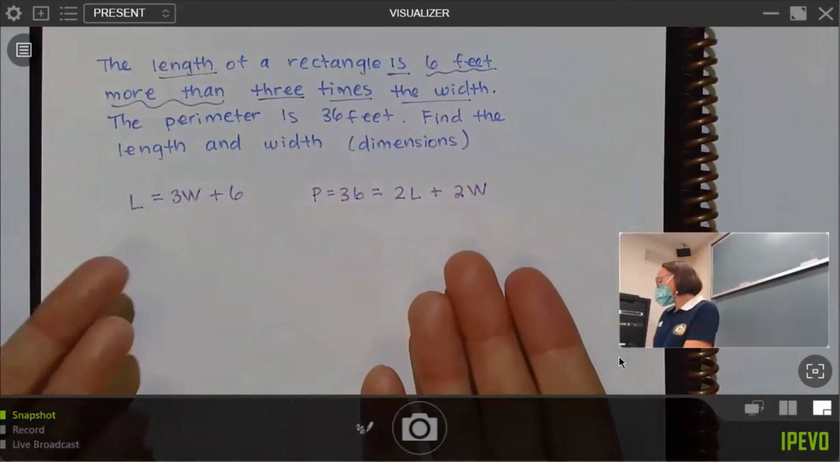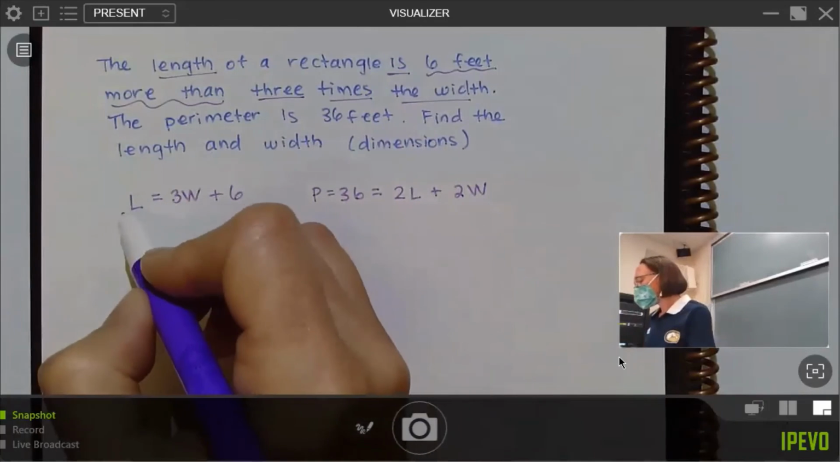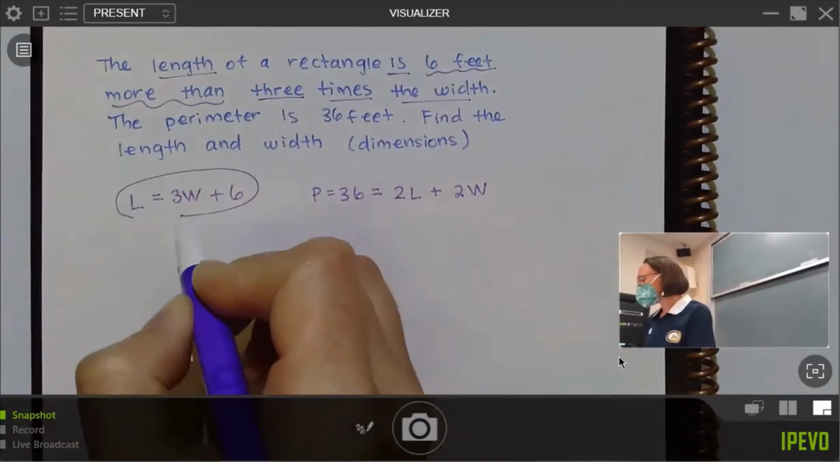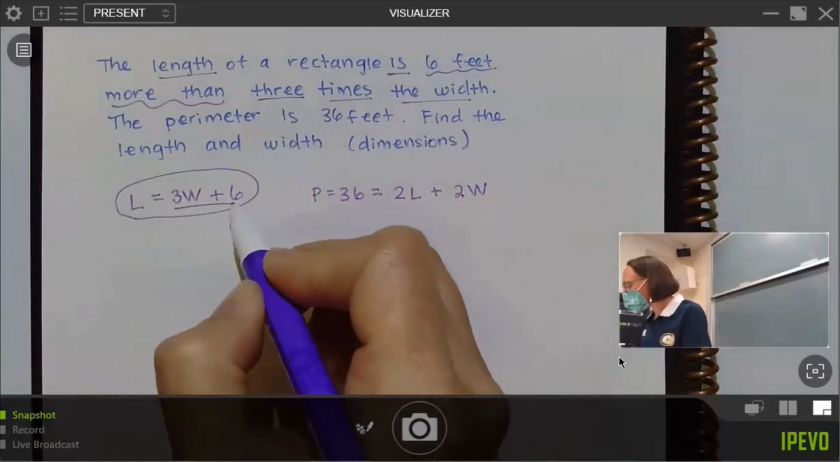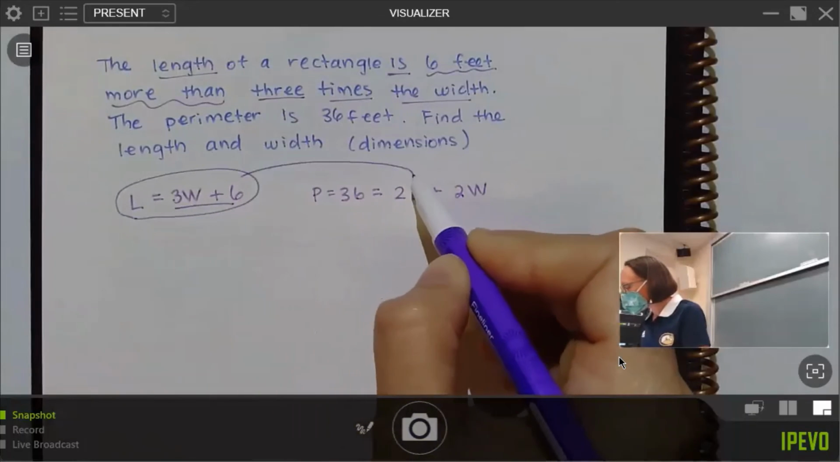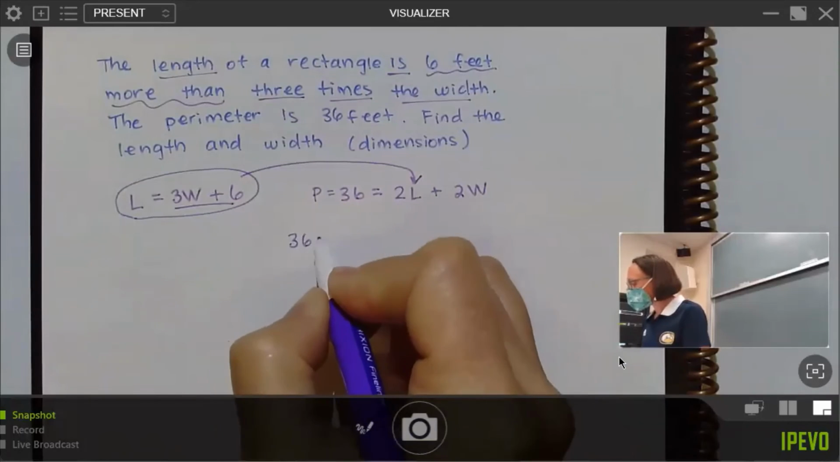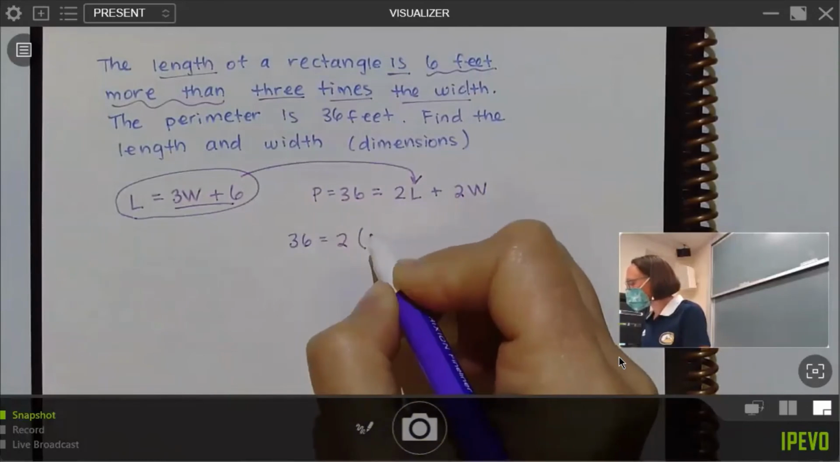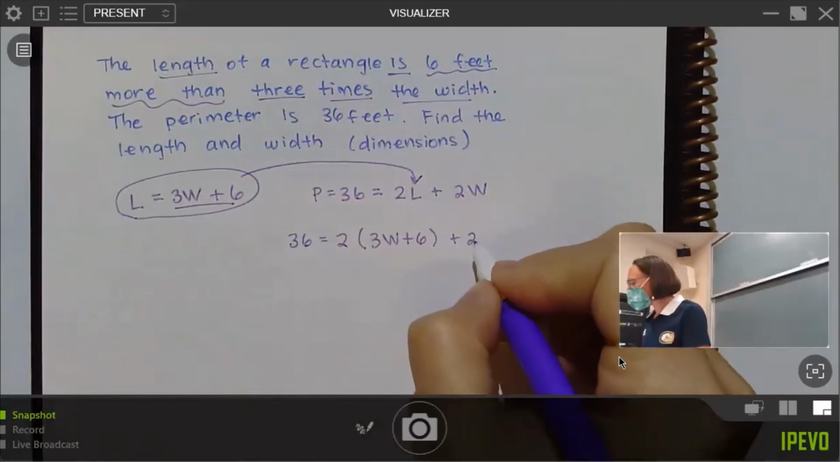Technically, that's 2 equations and 2 unknowns. But if I know that L is equal to 3W plus 6, then I can pop that 3W plus 6 right in here for L. So 36 is equal to 2 times (3W plus 6) plus 2W.